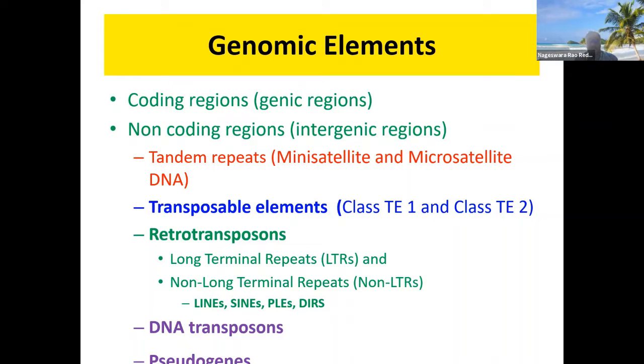The elements known for non-long terminal repeats are LINEs, SINEs, PLEs, and PARs. We know what a LINE is: long interspersed nucleotide elements. SINE is short interspersed nucleotide elements, and PLE is Penelope-like elements, and PARs. We have learned about DNA transposons also and pseudogenes. So this is what we have learned about the genomic elements, because you should know what elements are present in a given genome. This is a summary of genomic elements.